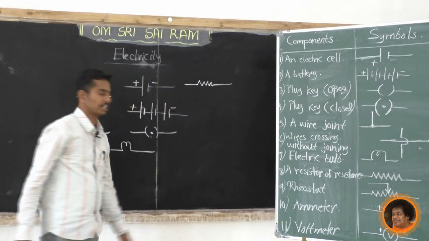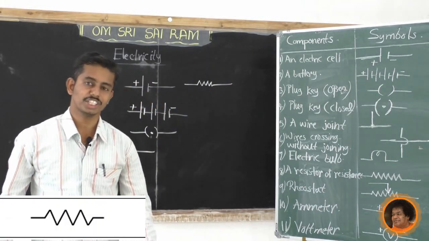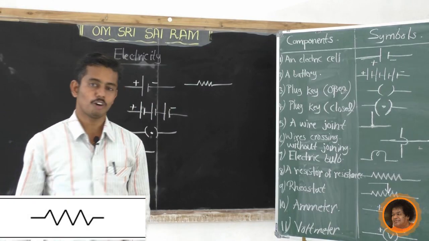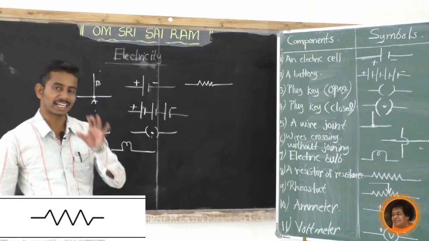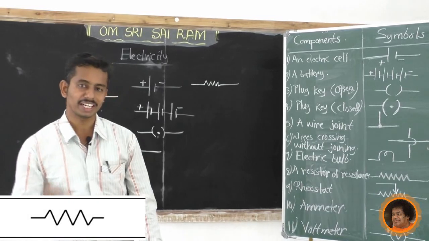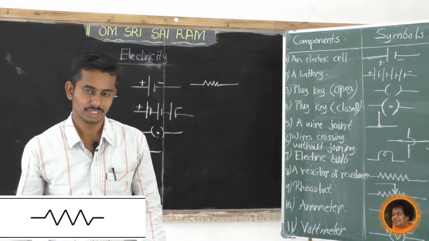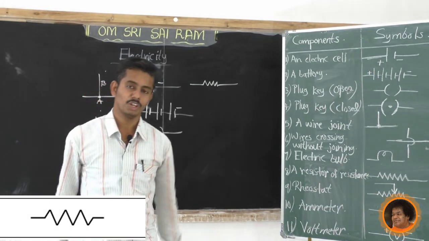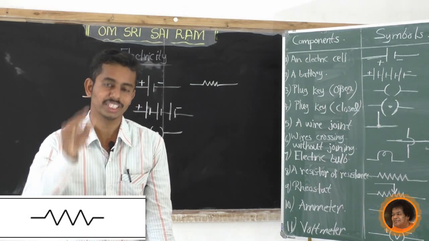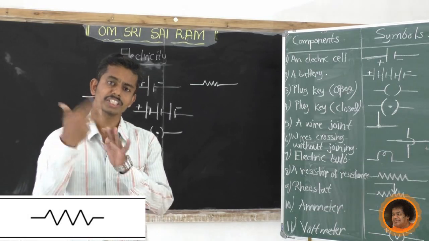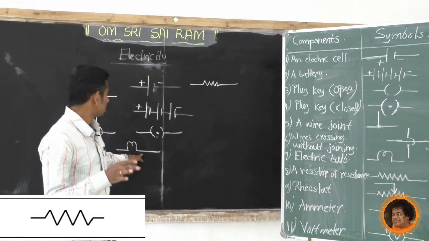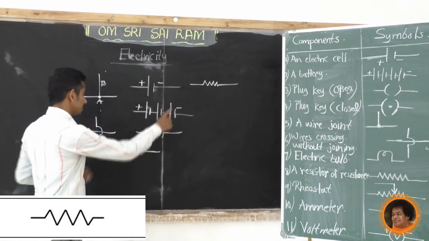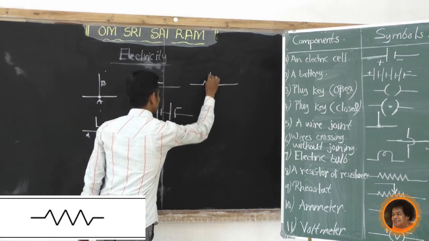What do you mean by resistance? Resistance means that which resists the flow of electricity. Now what is the difference between resistance and resistor? There is a difference. The device which resists the current is a resistor. Then what is resistance? That which resists the flow of electricity is called resistance. So this is a resistor, with resistance R.